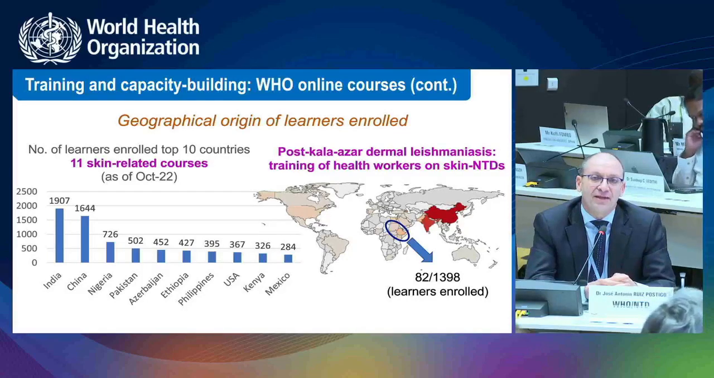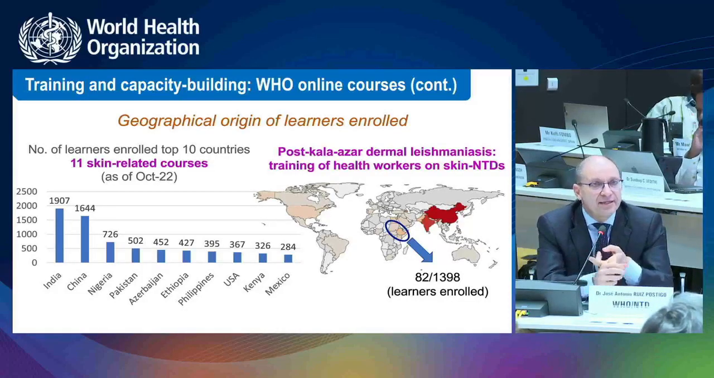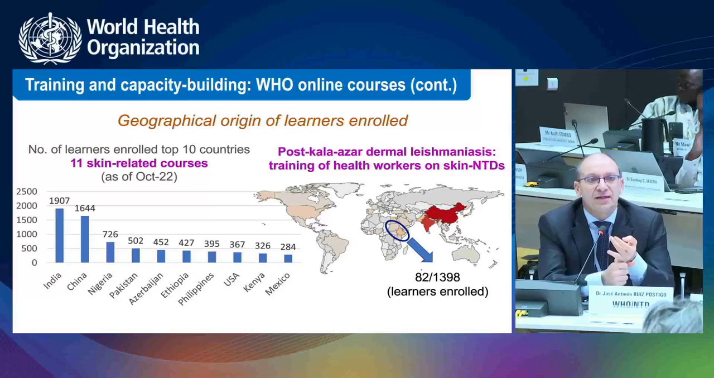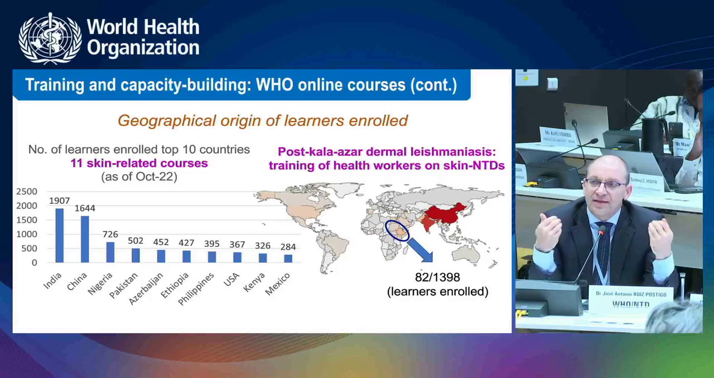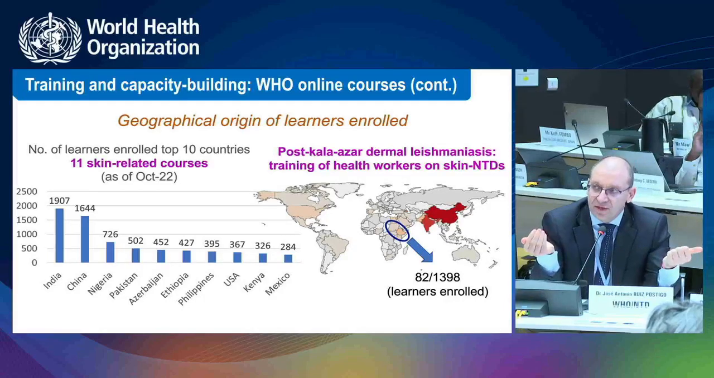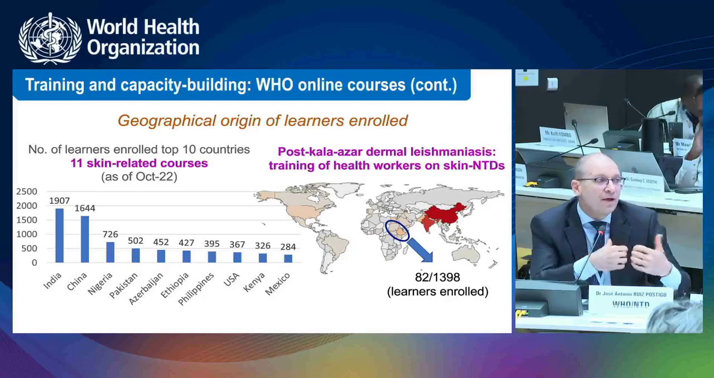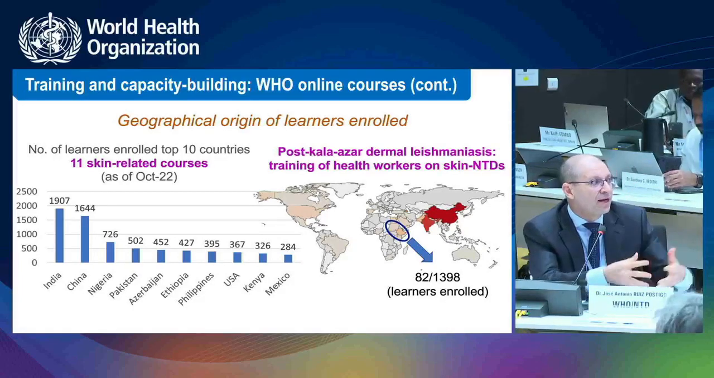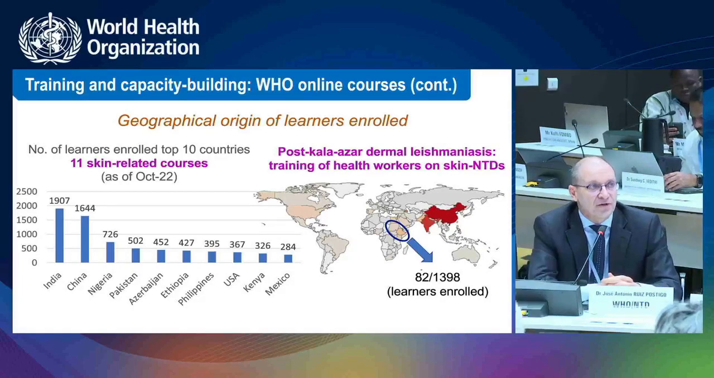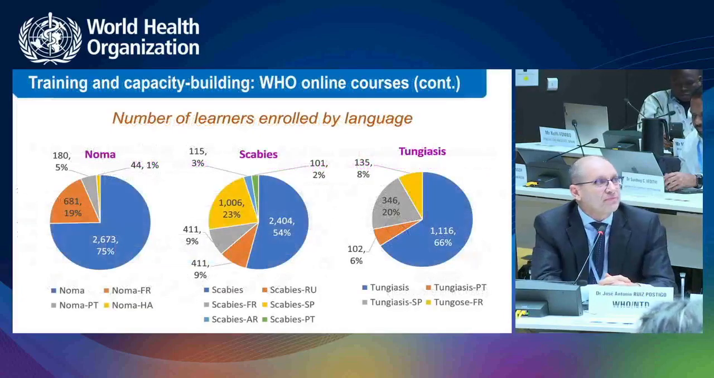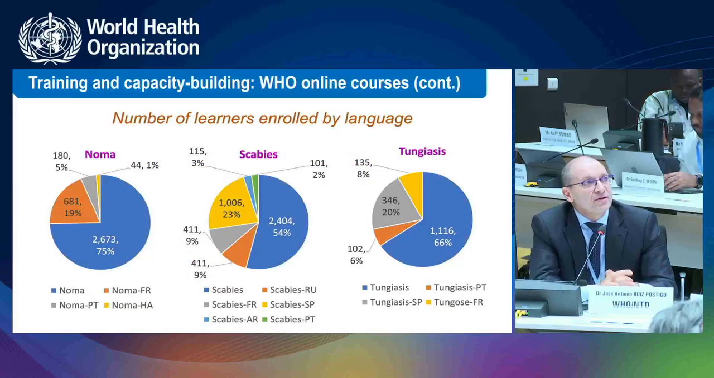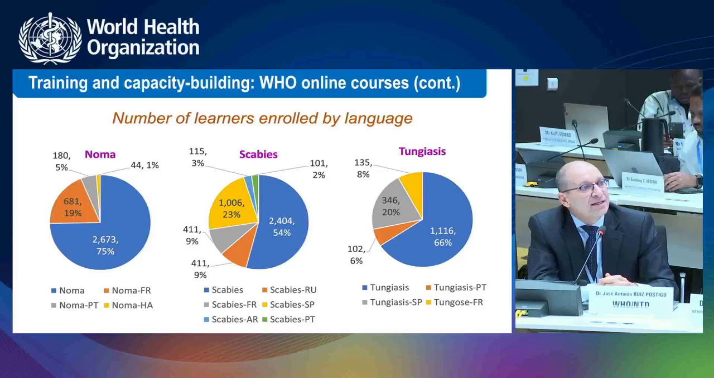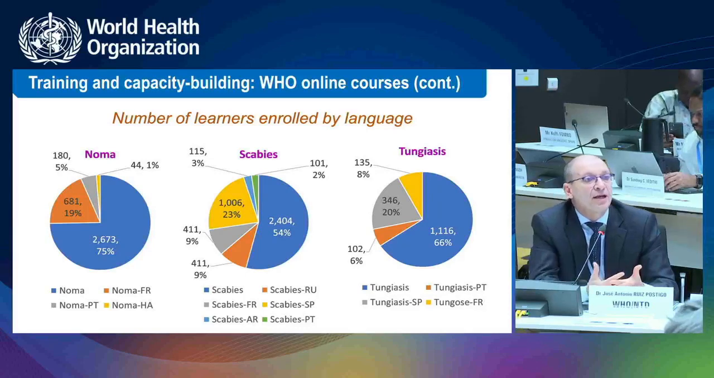So we have a dashboard that allows us to know the age, the gender, the profession of those people, the country they are in, so that we can discuss with colleagues in the countries and the course owners whether we have a good dissemination strategy and whether we are really reaching the target audience. Next, please.